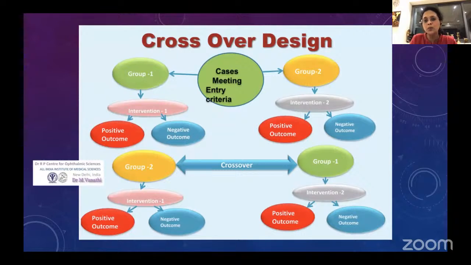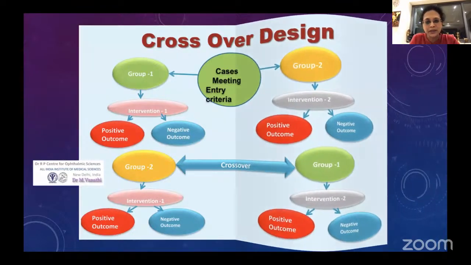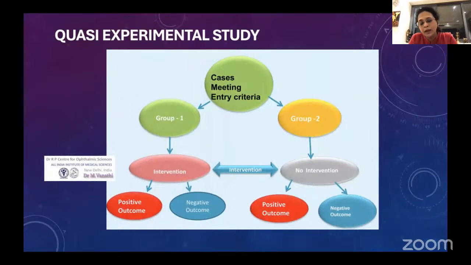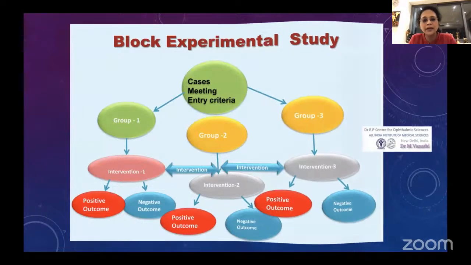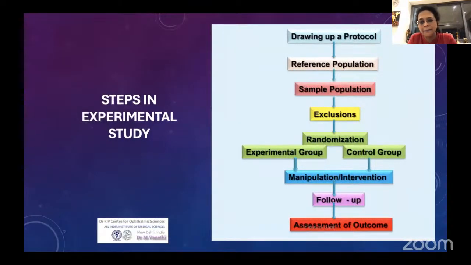So the same group undergoes both the interventional modalities, and you see what is the response you are getting when the two interventional modalities are being subjected to the same group. Quasi-experimental studies is when no particular randomization pattern is followed. So that's a quasi. Block experimentals is when your study groups are in blocks, and there is a block randomization for your studies.